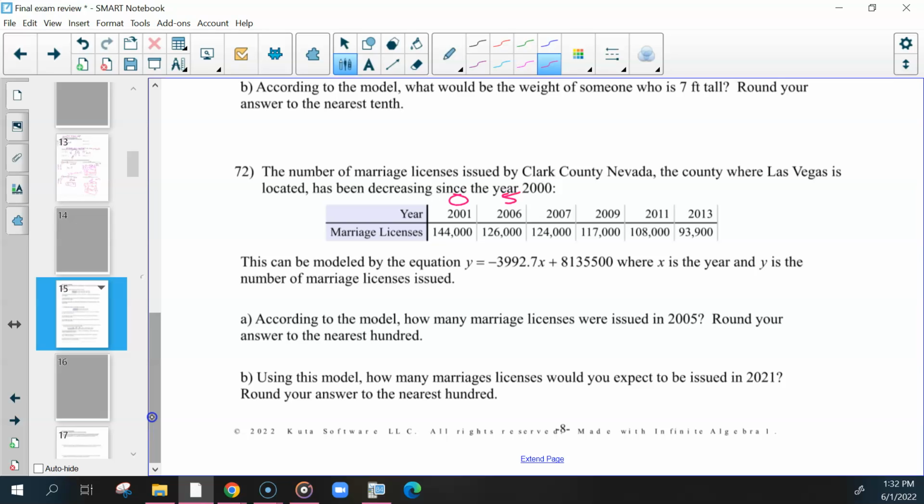2001 to 2007, it's been 6. 2001 to 2009, it's been 8. 2001 to 2011 has been 10. And then from 2001 to 2013, it's been 12. So in our calculators, we are going to put this data in.